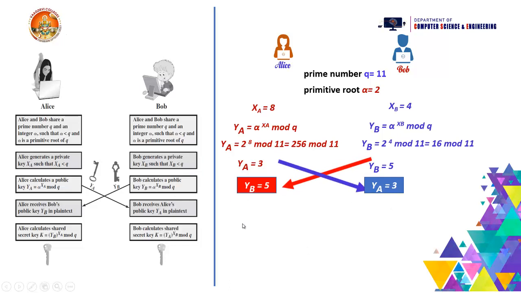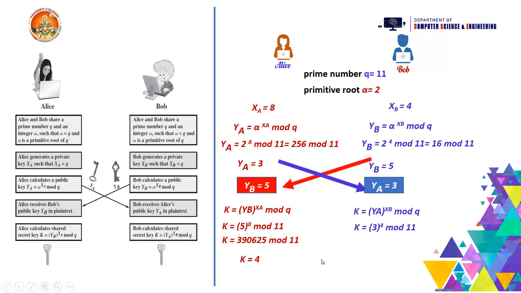By using the opponent's public key, they are going to generate the secret key. Secret key K equals YB to the power of XA mod Q. Bob also generates secret key K equals YA to the power of XB mod Q. So YB is 5, XA is 8: 5 to the power of 8 mod 11. The result is 390625 mod 11 and it will generate the result 4. 3 to the power of 4 is 81 mod 11, that is 4.